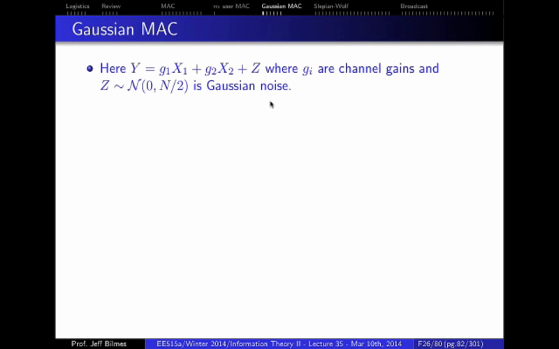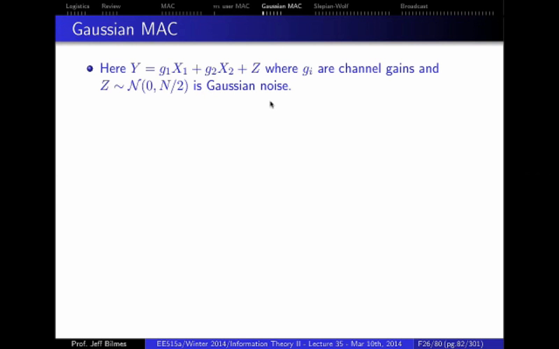So in the Gaussian channel, we're also going to talk about a number of interesting decoding possibilities and how the different decoding possibilities give us different subsets of the achievable region. So, what is the Gaussian map?